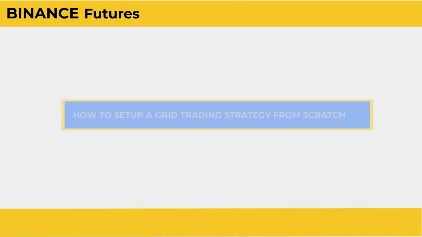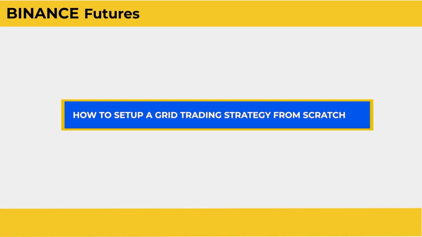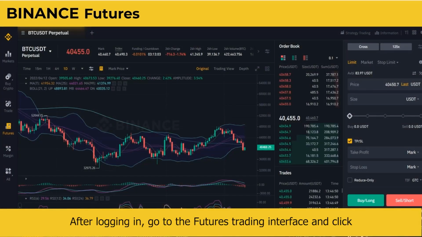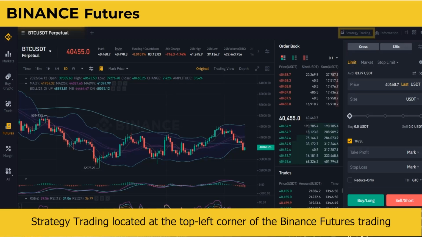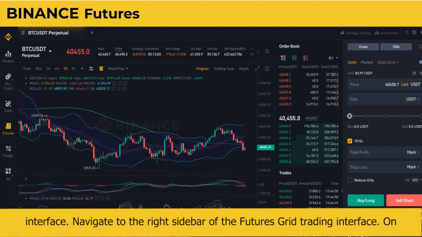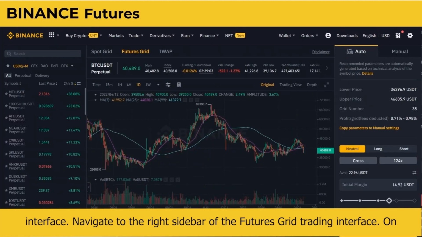How to set up a custom grid trading strategy from scratch. After logging in, go to the USDM Futures trading interface and click Strategy Trading, located at the top left corner of the Binance Futures trading interface. Navigate to the right sidebar of the Futures Grid Trading interface.